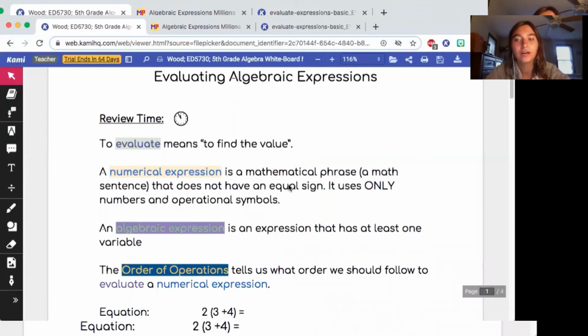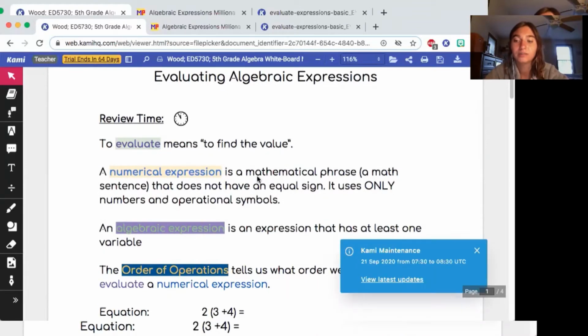Okay, let's start with a review of what we learned last week. Here are some terms that we have learned to start. To evaluate means to find the value. A numerical expression is a mathematical phrase or a math sentence that does not have an equal sign. It only uses numbers and operational symbols.